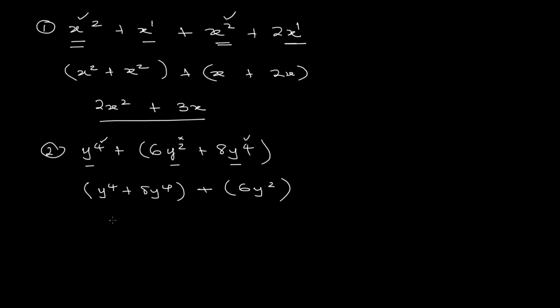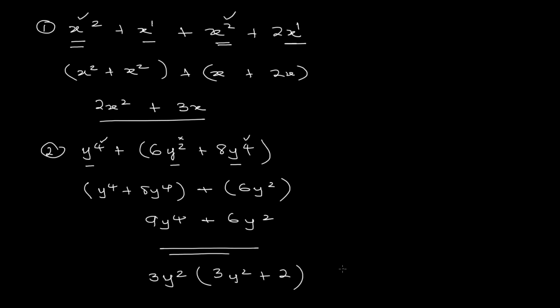So now look at this. This gives us 9y to the 4 plus 6y squared. So you've simplified. You can even go further here. Take a 3 out. We know that a y squared can go in. So we have 3y squared times (3y squared plus 2), like that. That's more simplified than this one here. Okay. So let's look at another example.